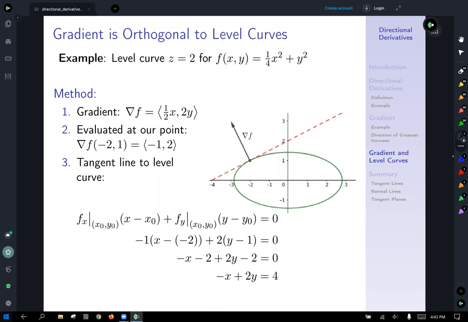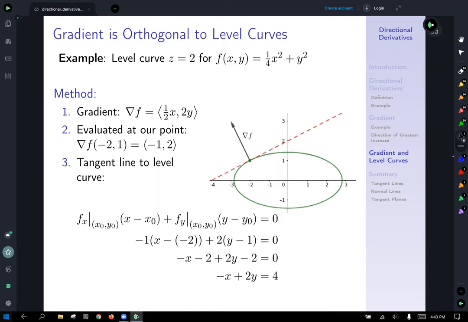Here we have an example where our level curve is z equal to 2 for the function f, where z is equal to 1/4 x squared plus y squared. Calculating the gradient, we see that the gradient of the function f is ⟨1/2 x, 2y⟩.